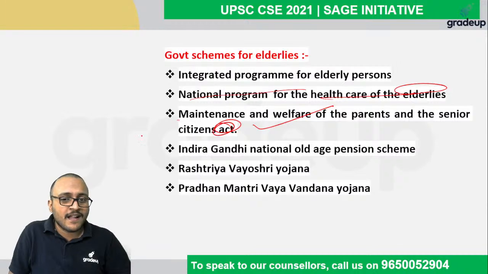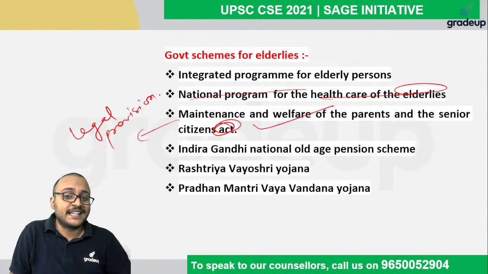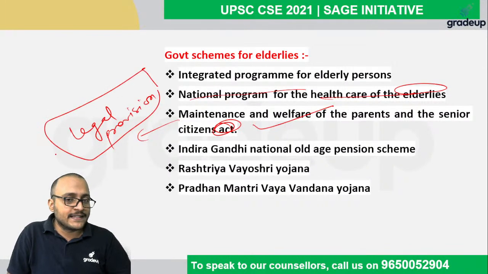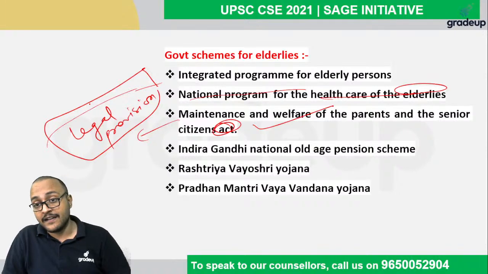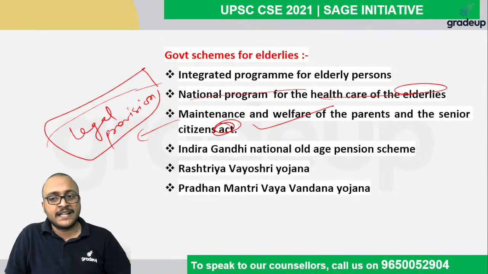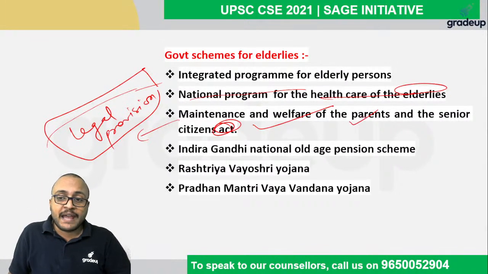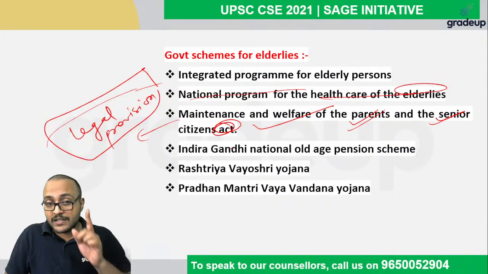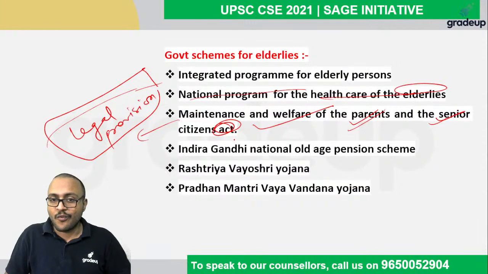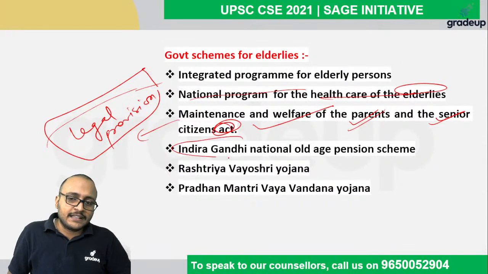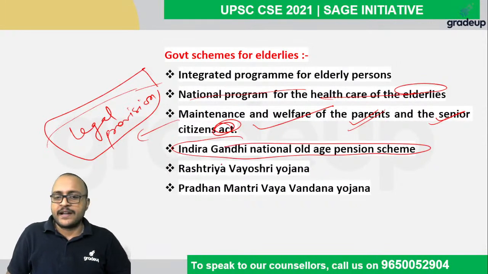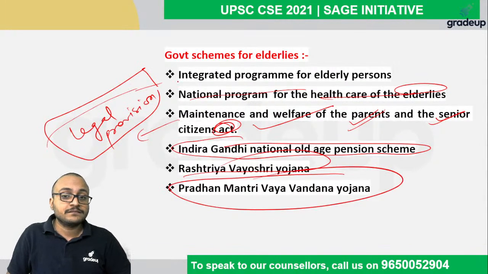So this is the legal provision, my dear friends, legal provision. It can be an offense when you deny taking care of the maintenance and welfare of your parents, of the senior citizens of your family. This is an offense, a legal offense. Indira Gandhi National Old Age Pension Scheme is provided, Rashtriya Vayoshri Yojana, Pradhan Mantri Vaya Vandan Yojana.